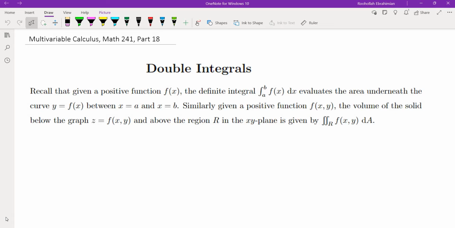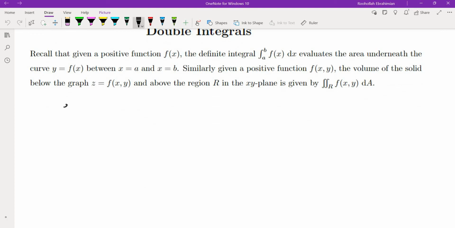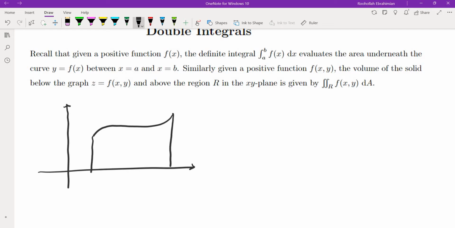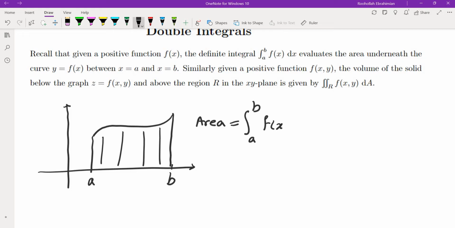So in single variable calculus, the integral of f of x from a to b evaluates the area underneath the graph of y equals f of x, from x equals a to x equals b. So this area can be evaluated by the integral from a to b of f of x dx.